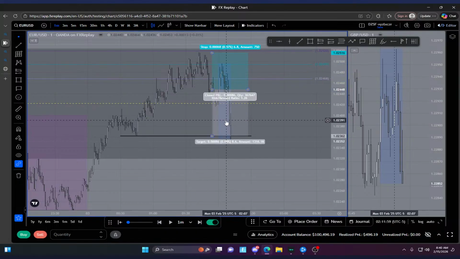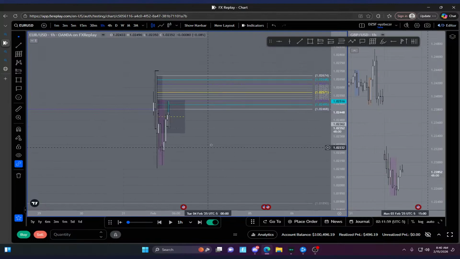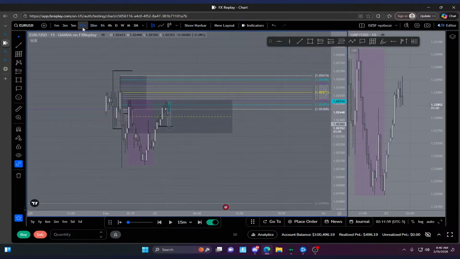Why did this work? Not because of confirmation. Not because of how the confirmation looked. It has nothing to do with the confirmation itself. It's everything to do with what's demanding the confirmation, which is the order block. And you see how simple it is to win a trade just like that. It's that simple.